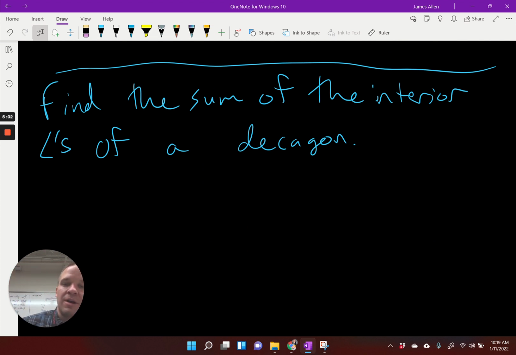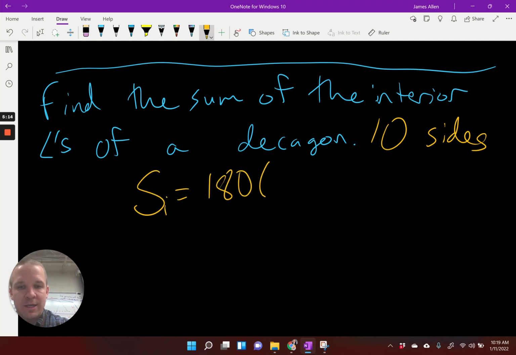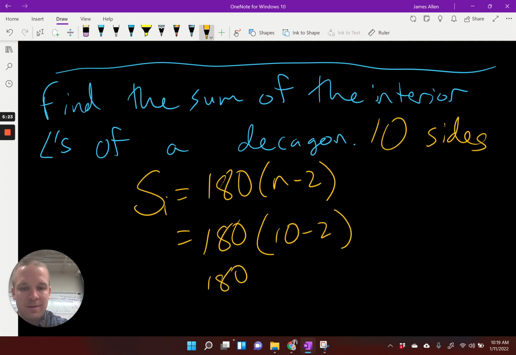Find the sum of the interior angles of a decagon. So it has a decagon, that's 10 sides. All right. The sum of the interior angles is 180 times n minus 2. So I'm just going to substitute 10 in. So 180 times 10 minus 2. So 180 times 8.